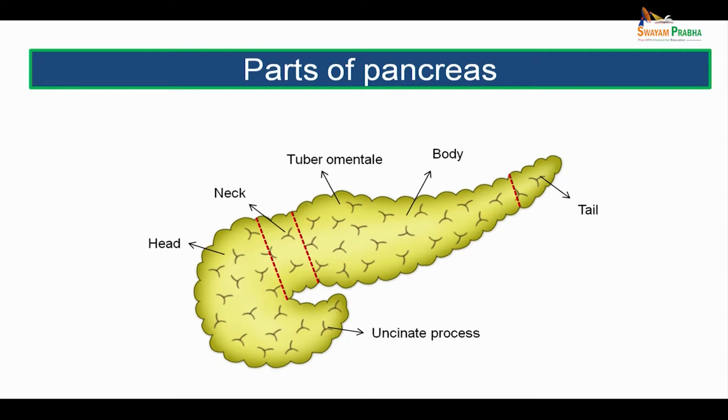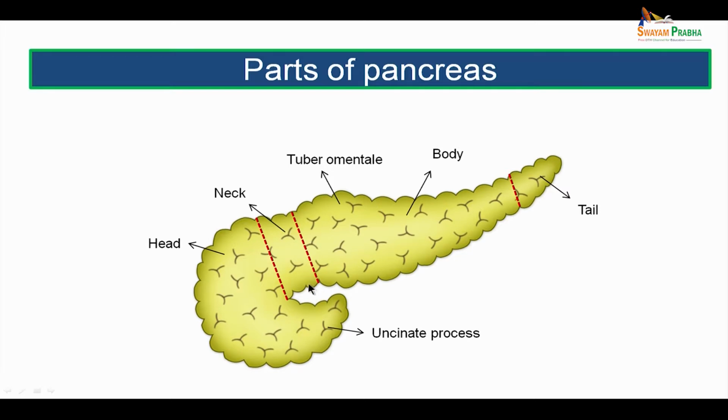Let us now see the parts of the pancreas. The pancreas has 4 parts: head, neck, body and tail. This picture shows us the same. The part starting from the right end of the pancreas is the head, which fits into the concavity of the duodenum. It has a process on its inferior aspect which is the hook-like uncinate process.